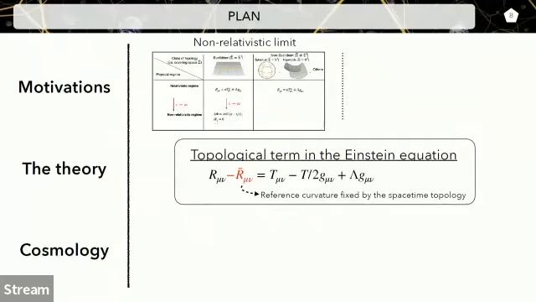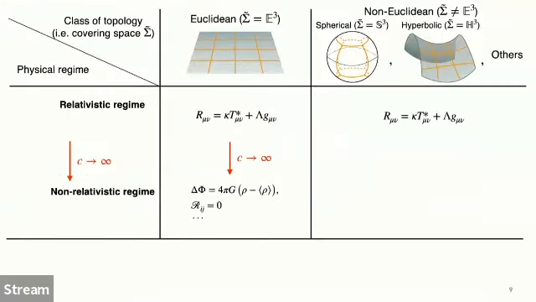So, as I said, I forgot to put it here, there are several independent motivations that I found. I will focus on this one, which is the one which made me first consider this modification, and which is related to the non-relativistic or Newtonian limit. So for this, we will consider this scheme, okay? Where in this column I consider a universe with a globally Euclidean topology, and here any other possibilities.